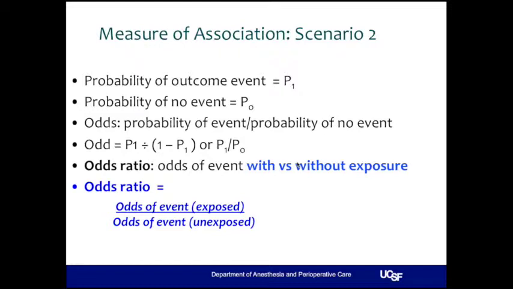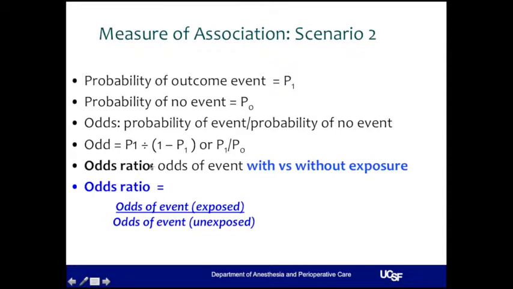So in the second scenario, where we're looking at events that are rare or we don't know the entire population rate, you will look at the probability of an outcome event P1, and that means you're going to look at a certain probability of patients getting some kind of adverse outcome, and dividing that and looking at the probability of patients not having the event. And the odds there are going to be the probability of an event divided by the probability of not having the event.